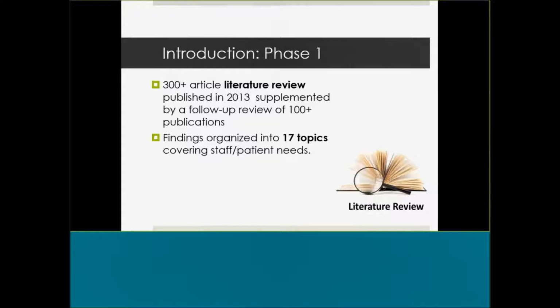So for the initial literature review, we looked at something like 8,000 papers. We wound up with about 300. We published these papers, and we wound up updating it, because that was 2013. And we identified, like people like to do, putting things in categories. We came up with 17 categories associated with the physical environment.